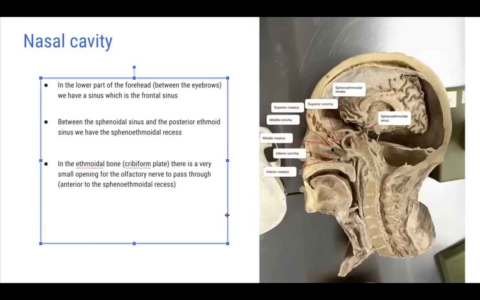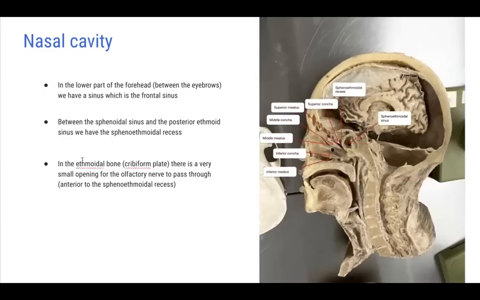Okay. Another point: does anyone know what nerve passes through the ethmoid bone? The olfactory nerve. Okay, yes. Excellent. What's the significance of this passage? What can happen?